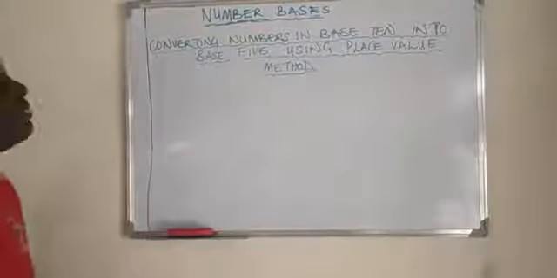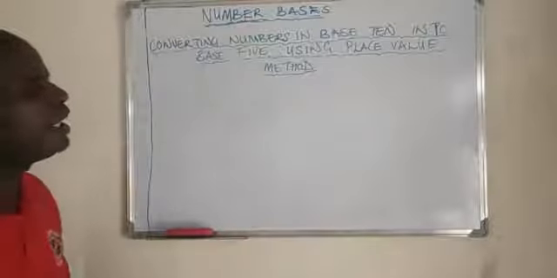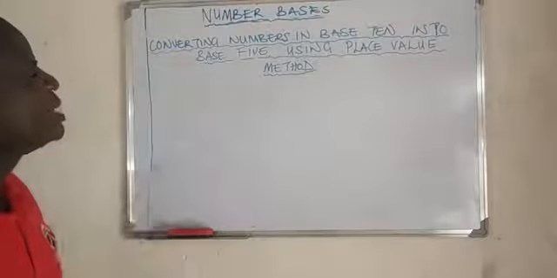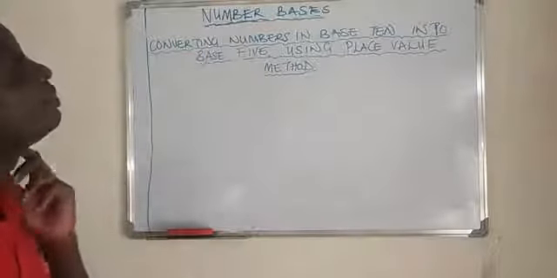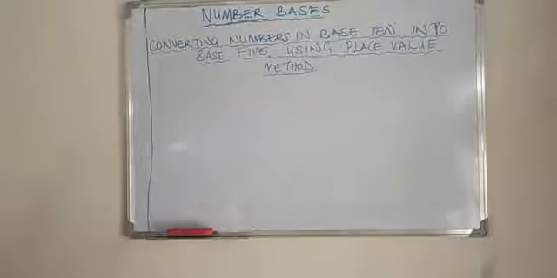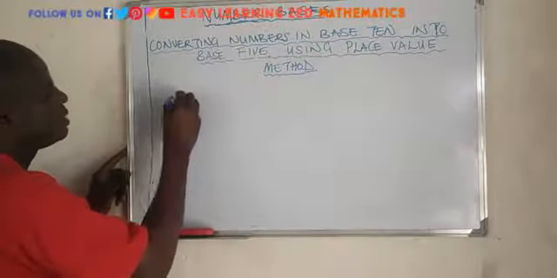Welcome to today's video. In this video, we're going to convert numbers in base 10 into base 5 using the place value method. Okay, so let's get started.